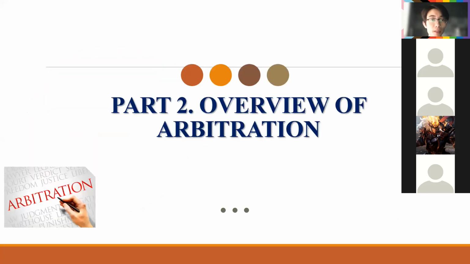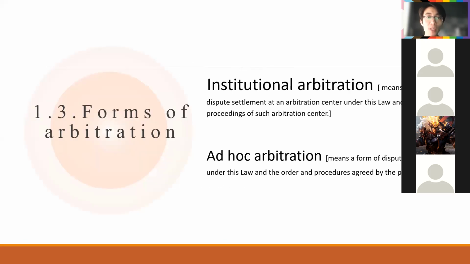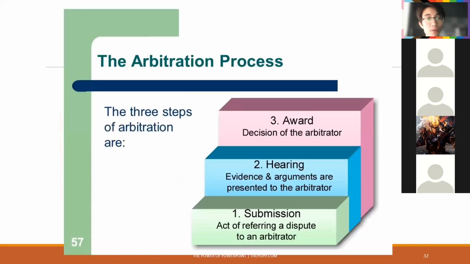Some things I want you to remember are about the model. About the model, we have institutional arbitration, which is very permanent, and then we have ad hoc arbitration. Some other characteristics, I think you already have this knowledge. About the process, we have submission, hearing, and award, the final award of the arbitrator.